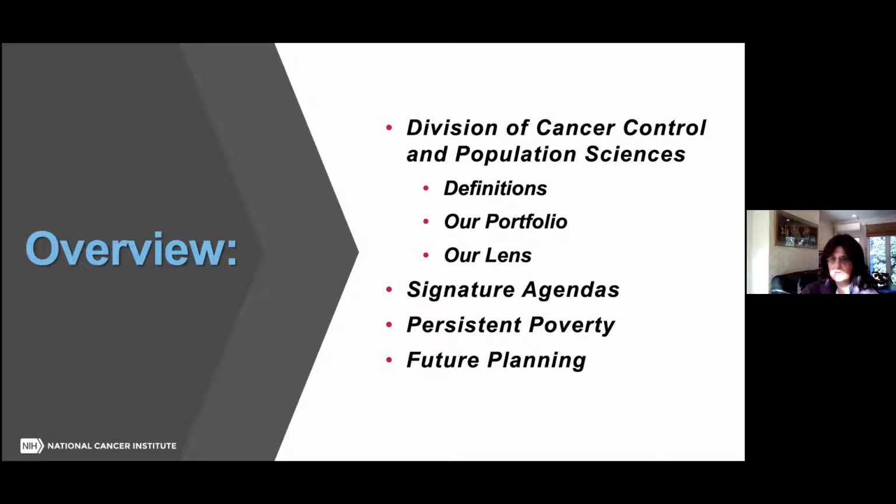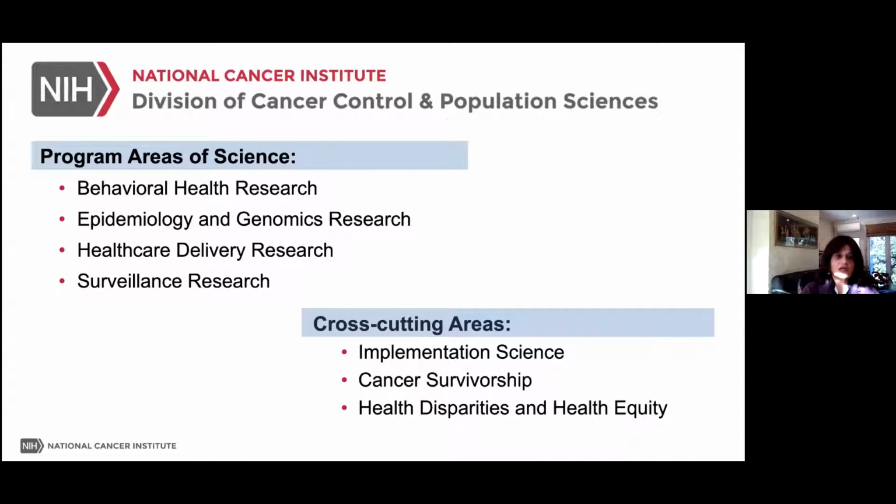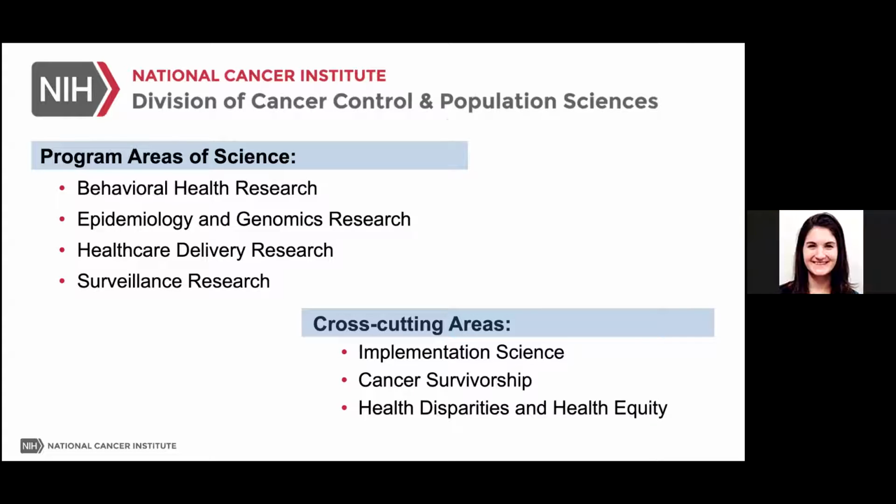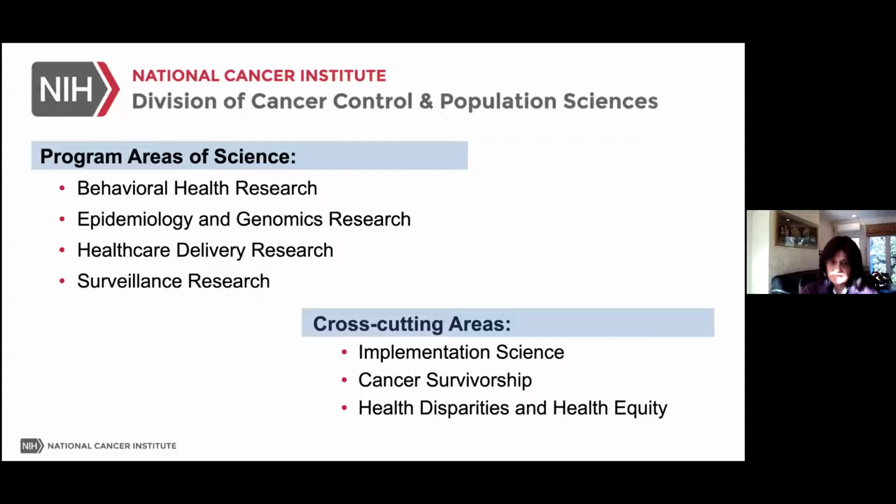Okay, next. So we have four programs: behavioral, epi and genomics, healthcare delivery, and surveillance. And we have three cross-cutting areas: implementation science, cancer survivorship, health disparities, and health equity. I just want to let you know that if you have any questions at any point in time, please don't hesitate to ask it. And I'm glad to have a discussion on any particular issue.